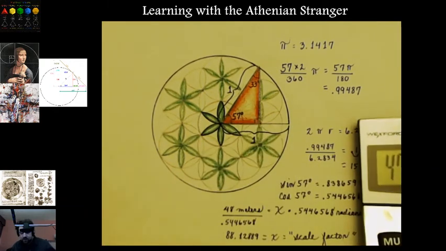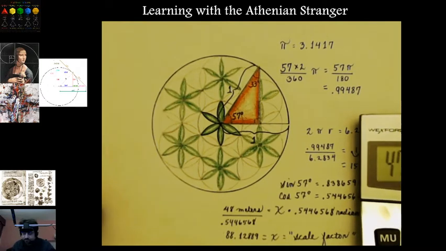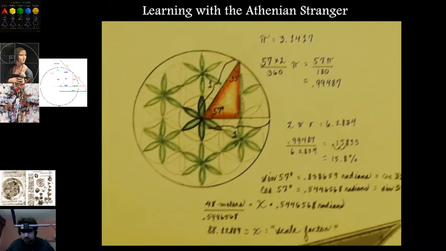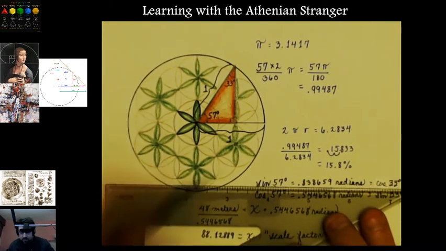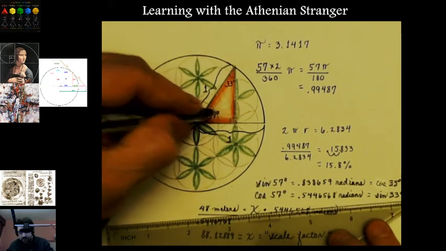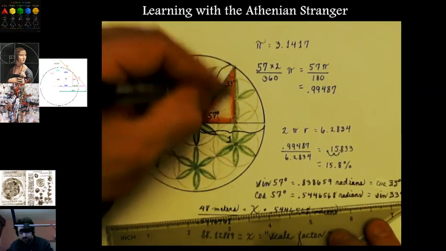But wait, you say, we already knew that it was 48. So what? Well, how do I calculate the height? That's what I wanted. Well, no problem. We know that factor as well. The sine, or height, the sine of 57, or the cosine of 33 is this distance right here.